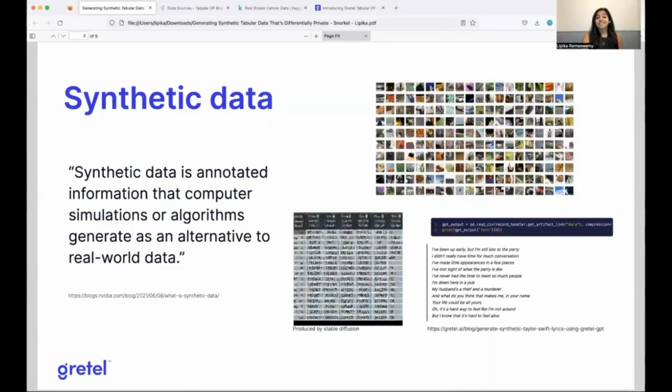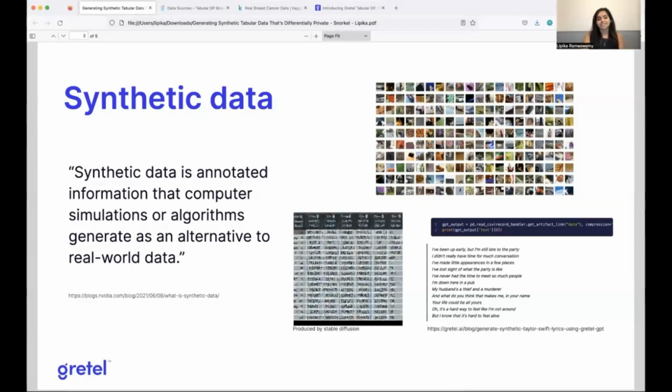Let's start with what is synthetic data. I will borrow a definition from NVIDIA, which is synthetic data is annotated information that computer simulations or algorithms generate as an alternative to real-world data. So the data can be of any type. It can be images, videos, text, tabular data, rows of a CSV, JSON, whatever it might be. So structured, unstructured, anything. Any type of data can be made synthetic.